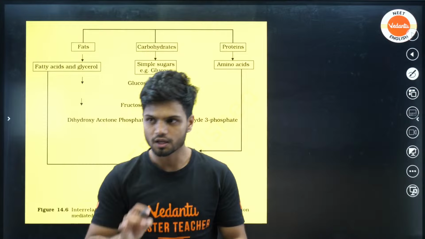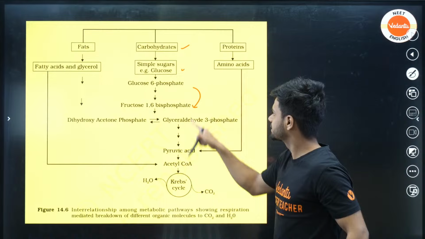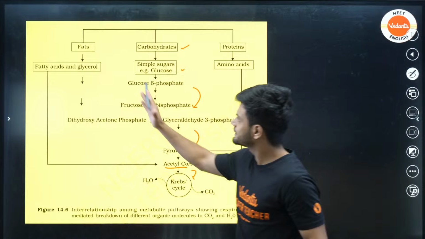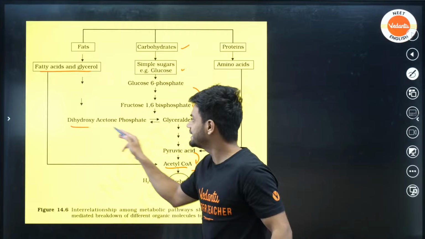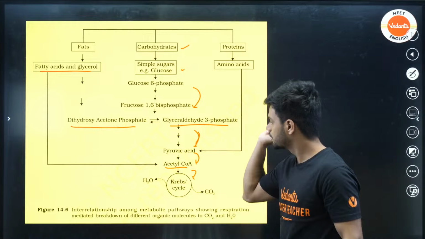If you look at your NCERT right now, carbohydrates are broken down to simple sugars. Glycolysis. Whenever glycolysis happens, we get pyruvic acid. Pyruvic acid becomes acetyl-CoA in the link reaction. It joins the Krebs cycle, normal reaction. But in the case of fats, they are converted to fatty acids and glycerols. Glycerol gets converted to DHAP and GAP. Then they enter glycolysis. From glycolysis, they enter the Krebs cycle.